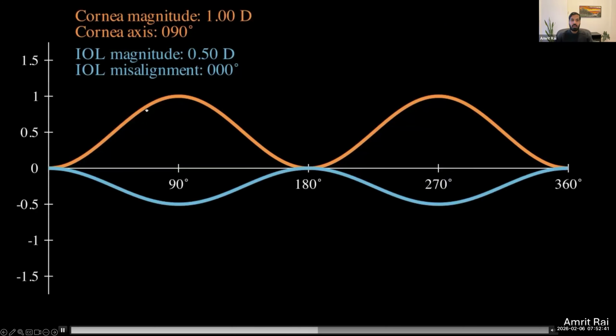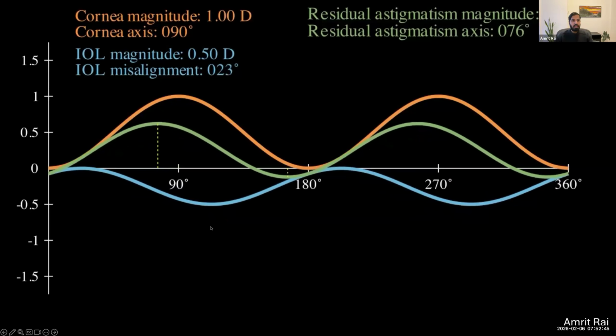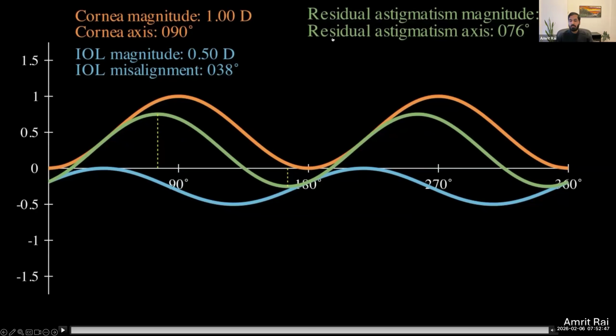And lastly, if we undercorrect by 0.5 diopters, we can see that as the IOL rotates, it achieves 1 diopter of residual astigmatism at 38 degrees of misalignment, and that residual astigmatism has a with the rule axis of 76.